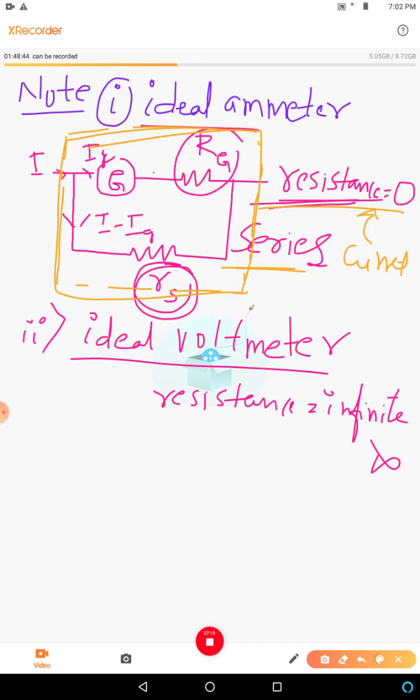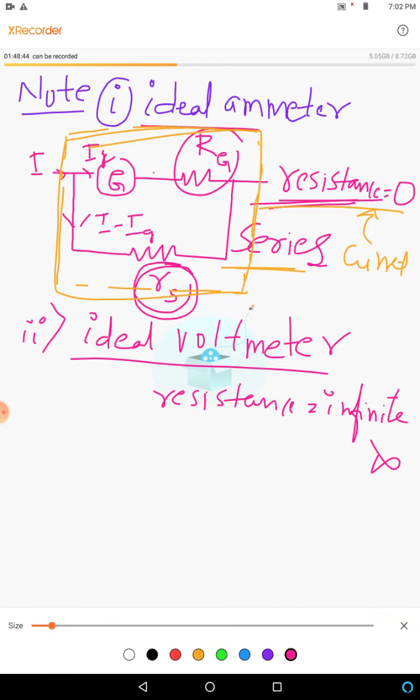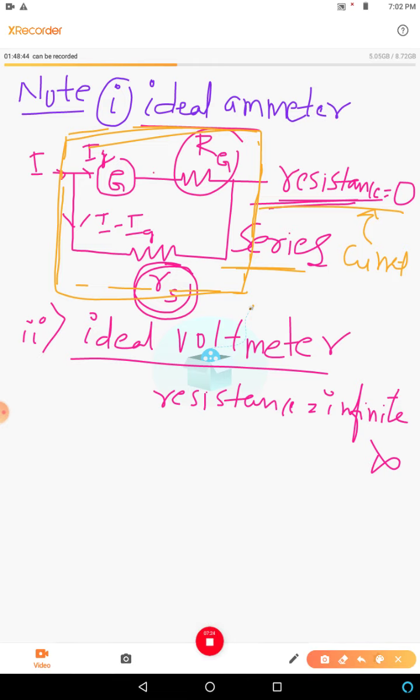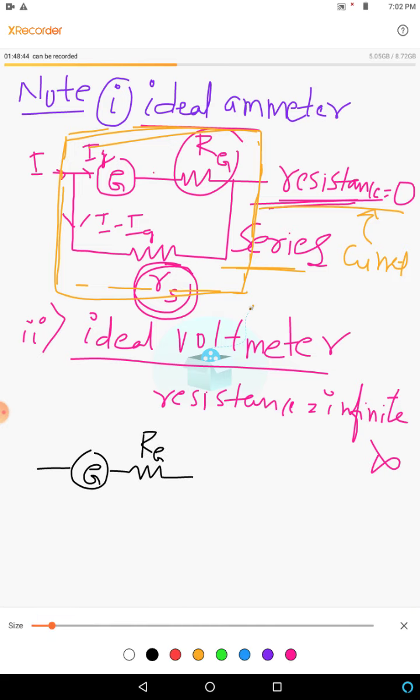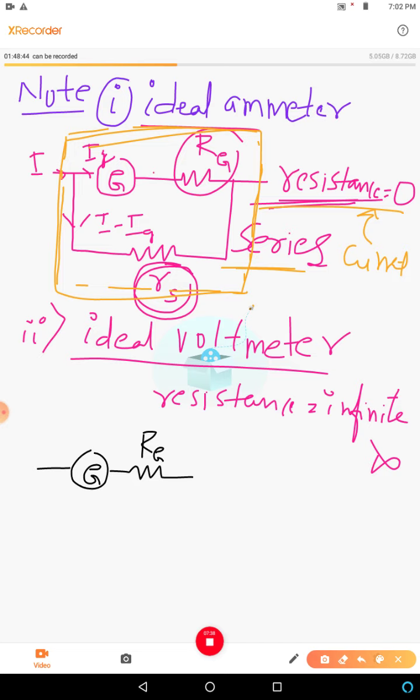You know the circuit diagram for a voltmeter. What does it look like? In the circuit diagram for a voltmeter, there will be a galvanometer G, and there is the resistance of the galvanometer, Rg. We connect a very high resistance in series. This is R. Now this assembly is a voltmeter.